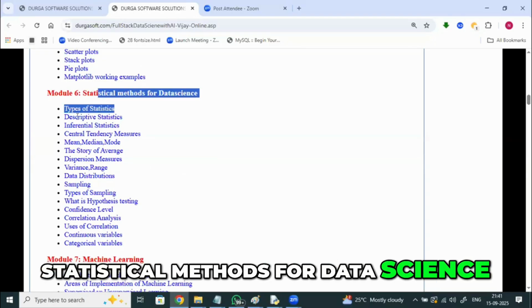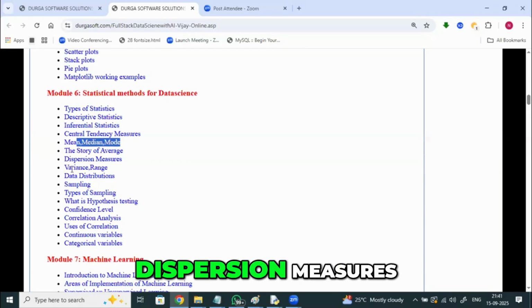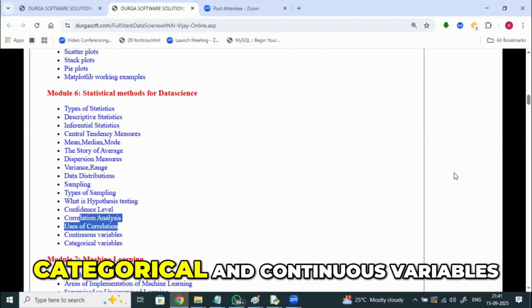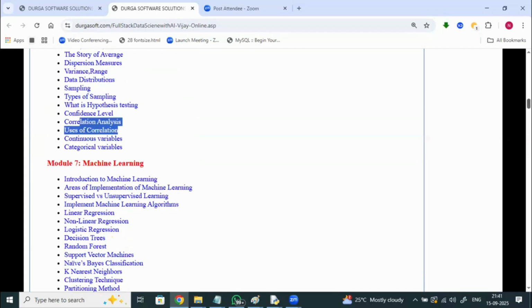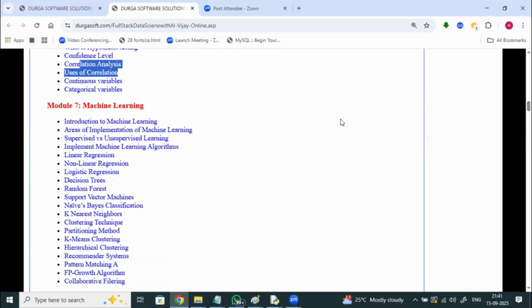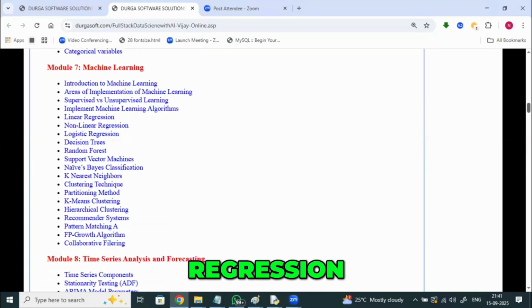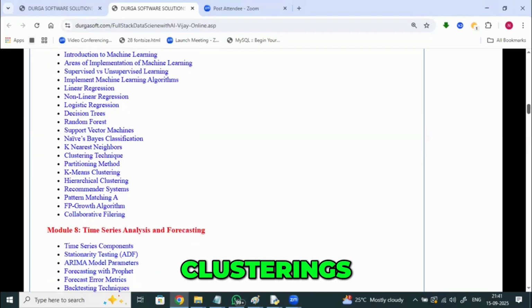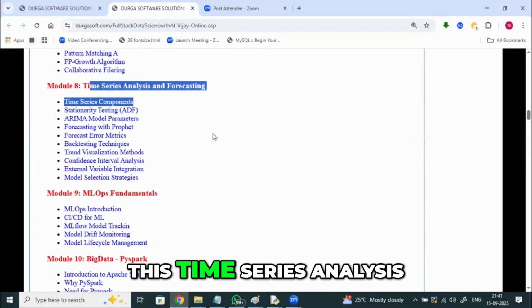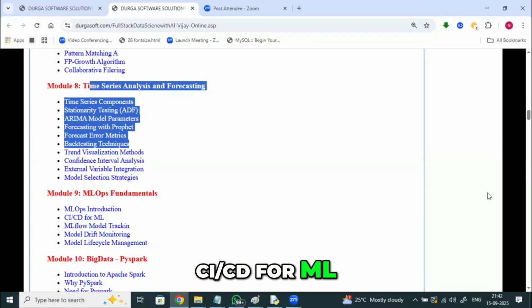Statistical methods for data science: descriptive statistics, inferential, mean, mode, median, right? Dispersion measures, data distribution, sampling, correlations, categorical and continuous variables. Machine learning techniques: regression, classification, clustering, recommendation techniques. And you'll also be getting knowledge on time series analysis and forecasting, MLOps fundamentals, CI/CD for ML.